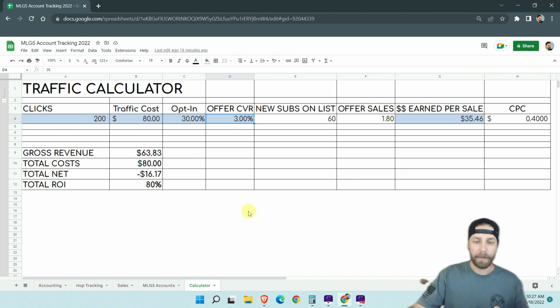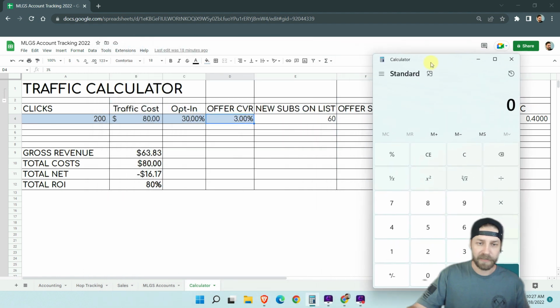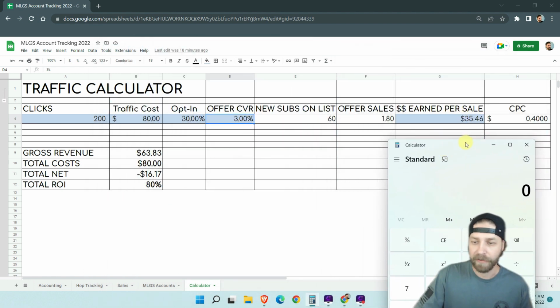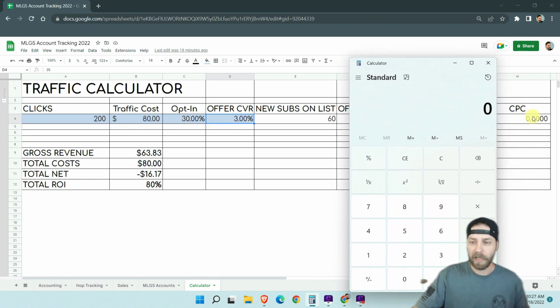Okay. So based on my calculations, let me clear this calculator, because I was just calculating this earn per sale, and I'll show you how I calculated that. Okay, so we're just going to calculate the cost per click, which is 40 cents. So we'll do 40 cents times the number of clicks. That is going to be 200, and then you're going to get $80. So that is going to be the cost of your traffic, and you want to run traffic on a consistent basis. So maybe daily, maybe weekly, it really depends, up to you.